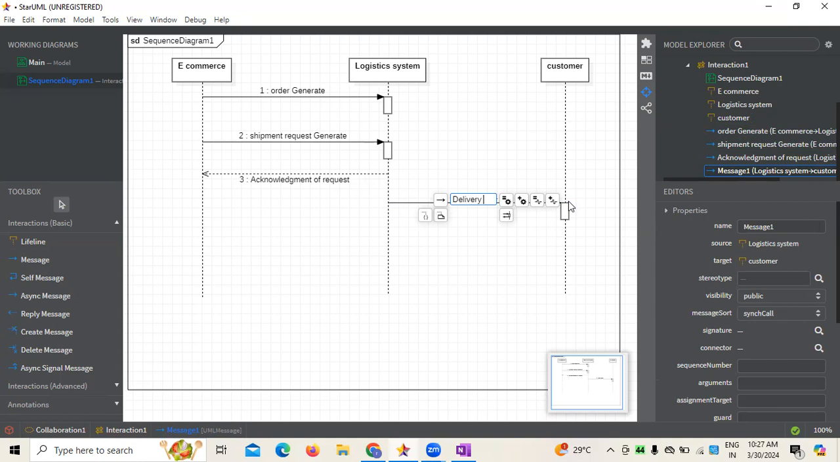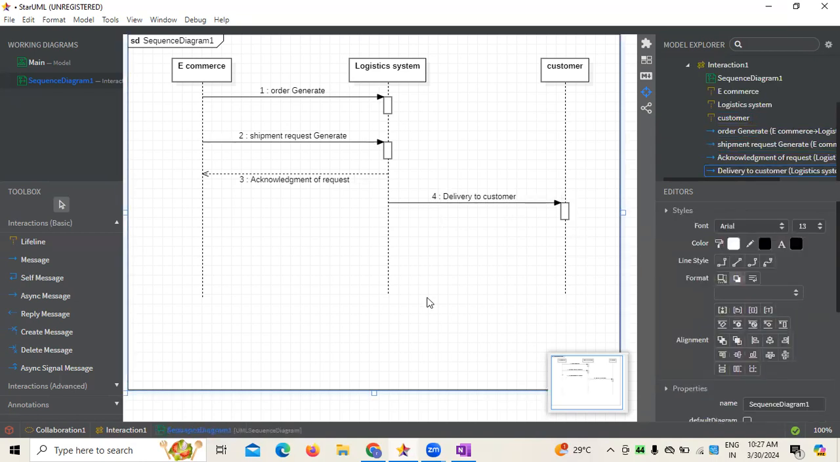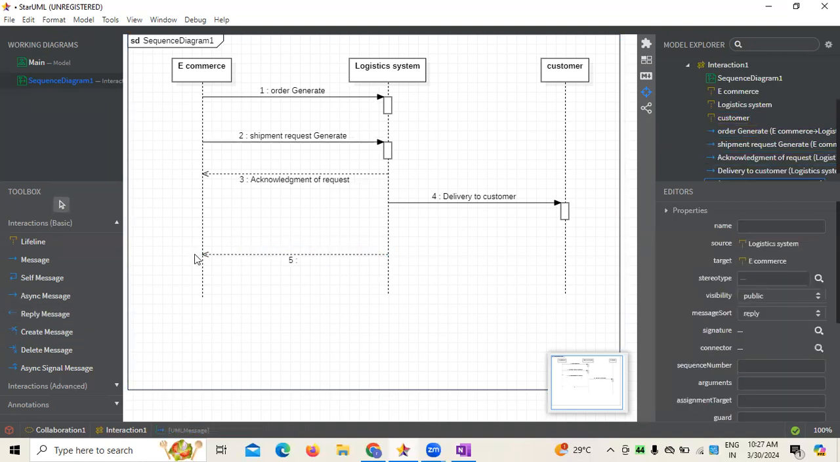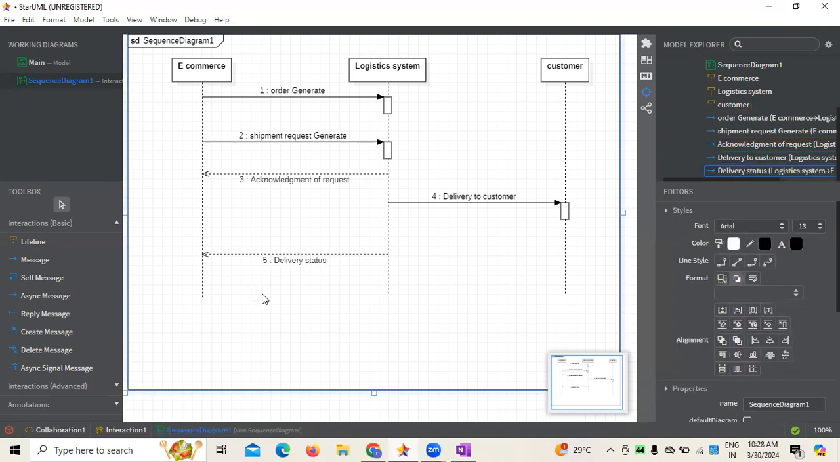So this is what we call delivery to the customer. After that, finally, there is the delivery status in the e-commerce portal, right? Let's say, for example, the delivery was received by the customer successfully, and here we get the delivery status. So this is generally a high-level flow in context to the workflow diagram.